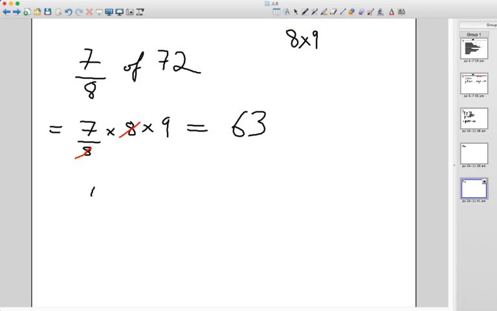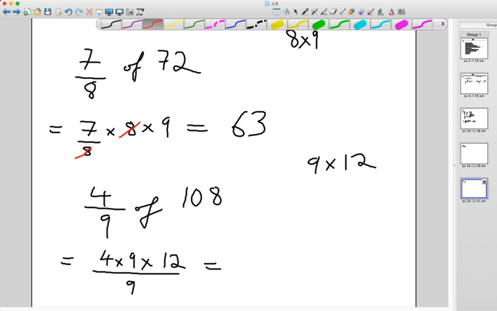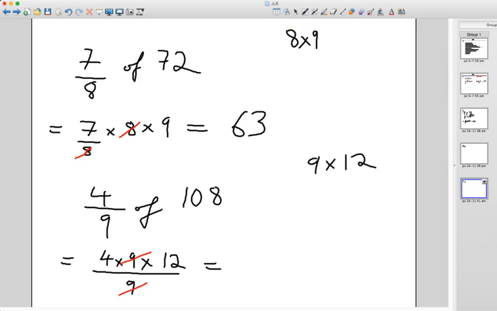Let's look at something else. 4/9 of 108. 108 is 9 times 12. So I can rewrite that as 4 times 9 times 12. 9s cancel. 4 12s are 48.